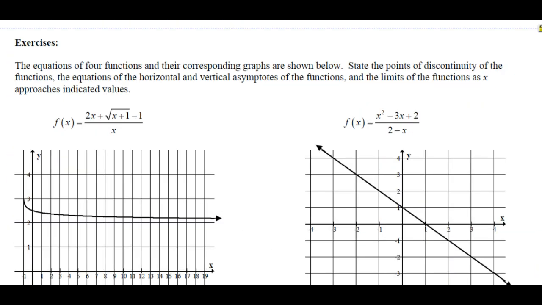My pages aren't the same, we're split differently. Exercises. The equations of 4 functions and their corresponding graphs are shown below. State the points of discontinuity of the functions, the equations of the horizontal and vertical asymptotes of the functions, and the limits of the function as x approaches the indicated values.